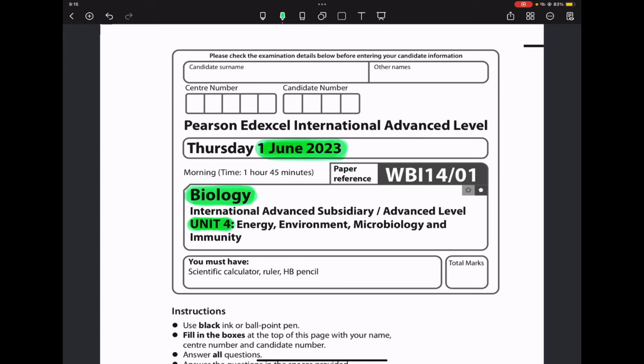Today we are doing the Pearson Edexcel International A-Level Biology Unit 4 for June 2023. Let us begin with the first question.